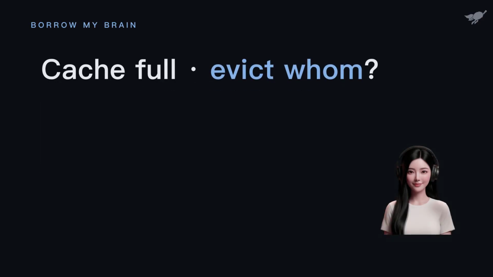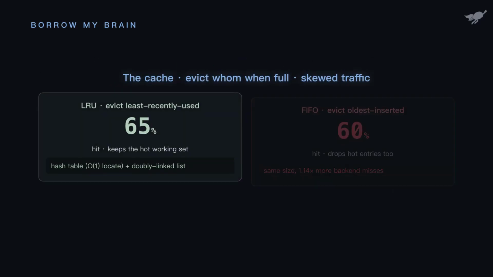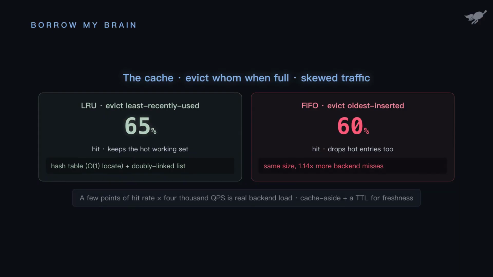First, the cache itself. It fills up, so it has to evict. Evict which one? LRU. Evict the one unused the longest. Search traffic is skewed. A few hot terms take the lion's share. LRU keeps the hot ones, hitting 65%. FIFO evicts purely by insertion order, hitting 60%. Same size, FIFO treats hot entries as old and evicts them too, hammering the backend 1.14 times as hard.